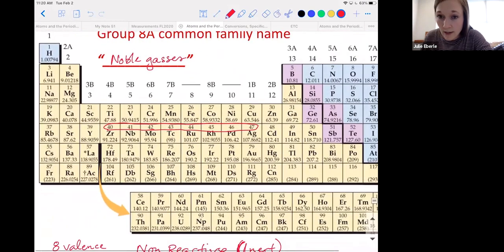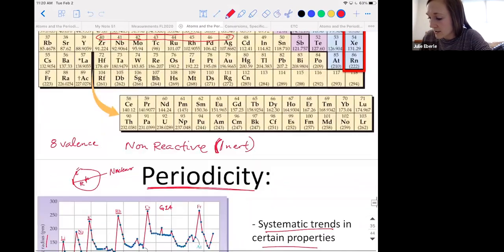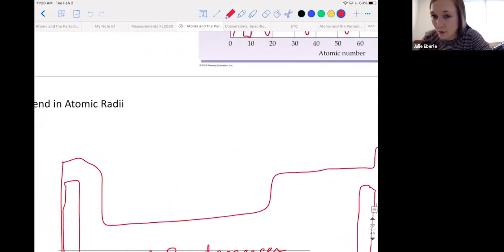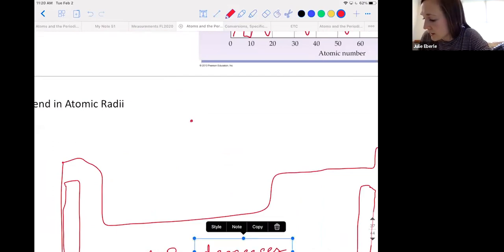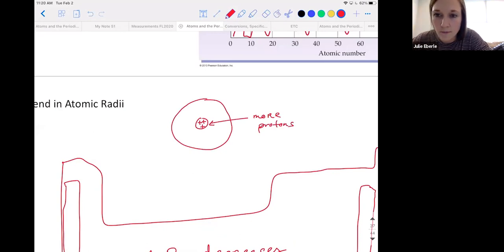So as you go across from left to right, atomic number increases, which must have something to do with the fact that atoms are shrinking. They're getting smaller. So let's look again at a simple drawing of an atom. Here's the nucleus. Or I'm going to actually draw it like this. You can see that there's protons in there, okay? So as you go across, we are adding more protons to the nucleus, okay?